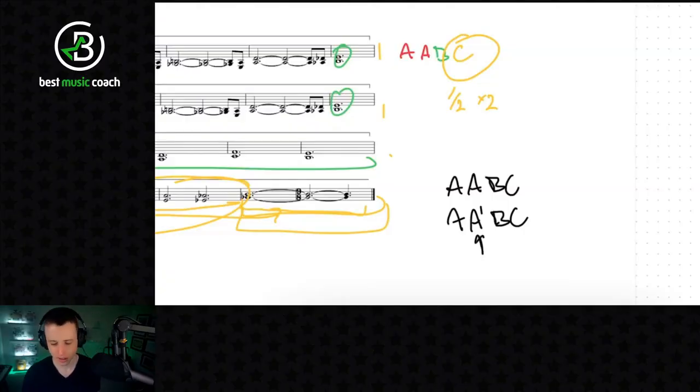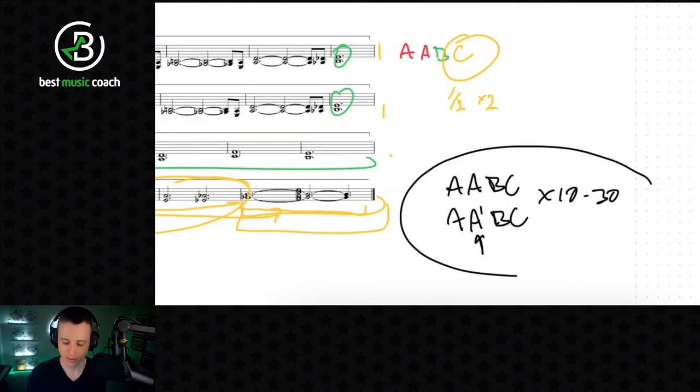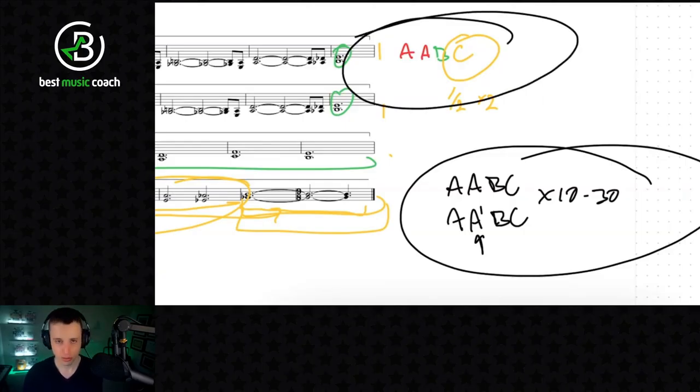So you have some type of variation here. Create 10 to 30 of these. Share them with me for review. A, A, B, C. Huge. This is not a long lesson. It doesn't need to be a long lesson. It's potent. It's powerful. Use it.